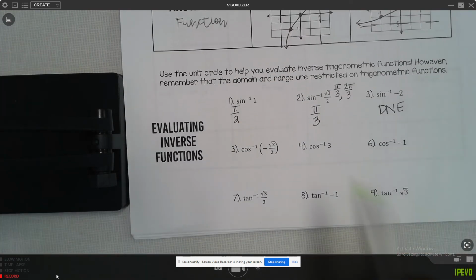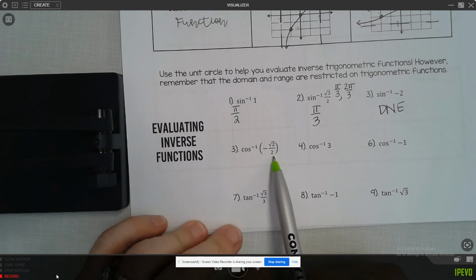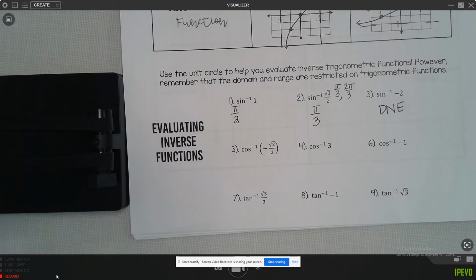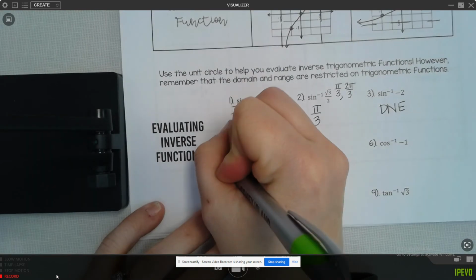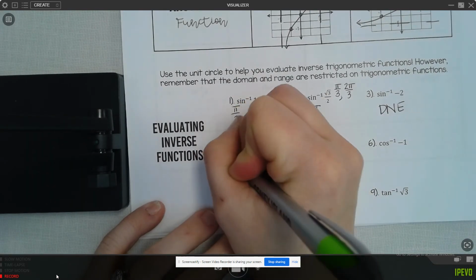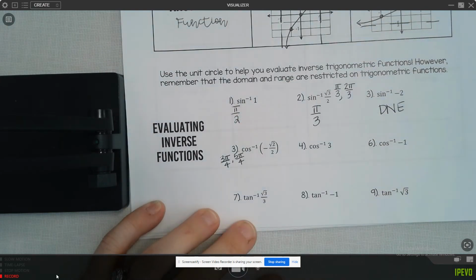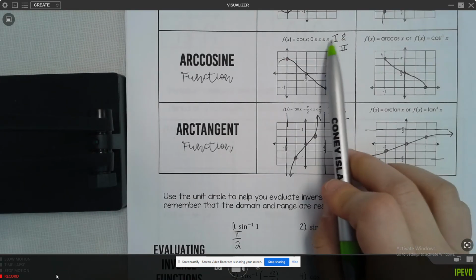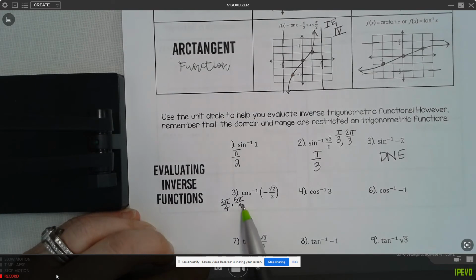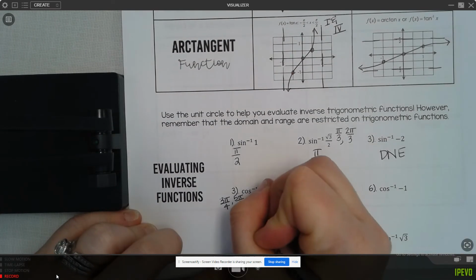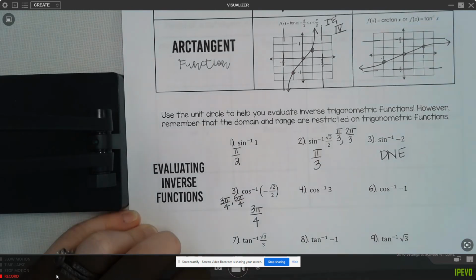Let's try cosine. Inverse cosine of negative radical 2 over 2. Where does cosine equal radical 2 over 2? That would be pi over 4. The negatives are in quadrants 2 and 3, so that would be 3 pi over 4 and 5 pi over 4. But you have to go back to where it lies. The inverse cosine is going to be in quadrants 1 and 2. Well, this is quadrant 2 and this is quadrant 3, so my only answer could be 3 pi over 4.